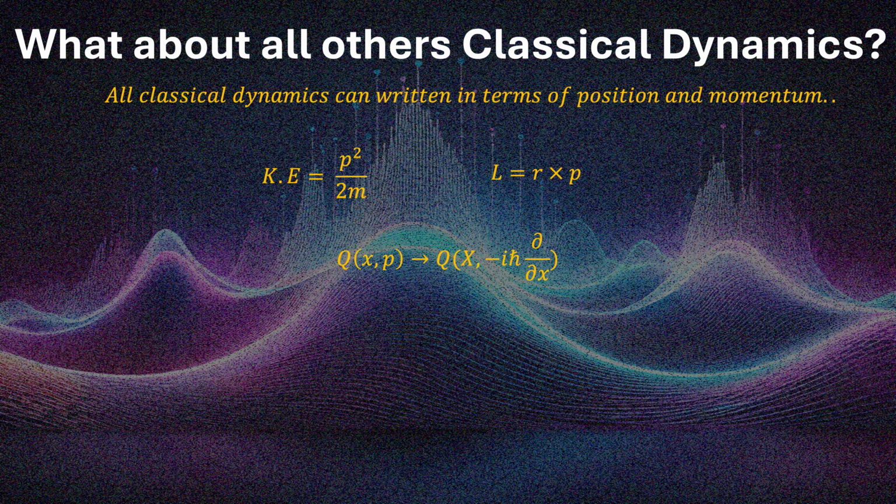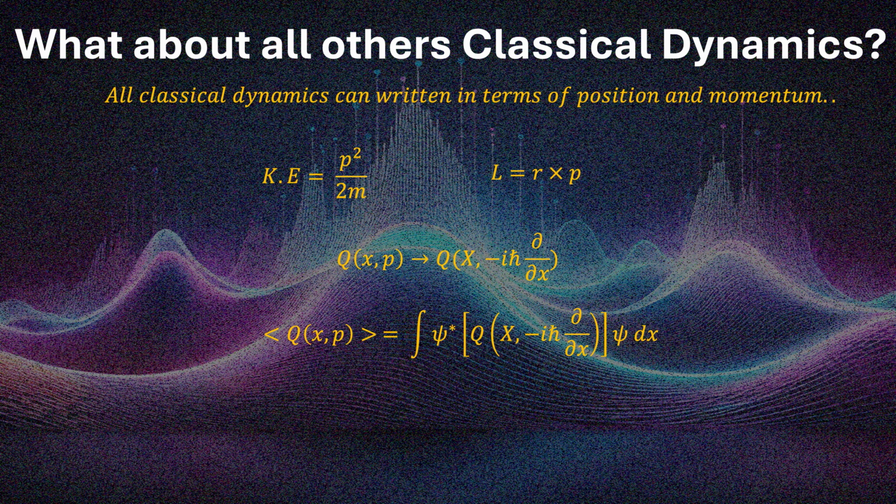One way to do it, whenever you have some dynamical variable, for example you have Q which depends on x and p, what you're gonna do, x is gonna remain the same, but you're gonna replace p with minus i, the reduced Planck constant, and the partial derivative with respect to x. And you're gonna get an operator that you can substitute in this equation, so you can basically get the expectation value of all the classical dynamical variables.